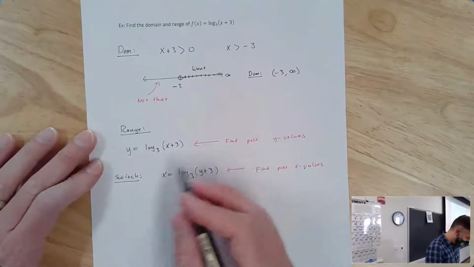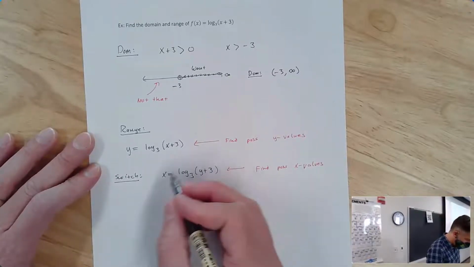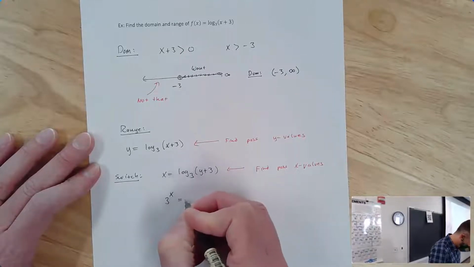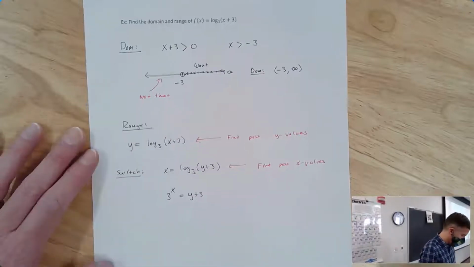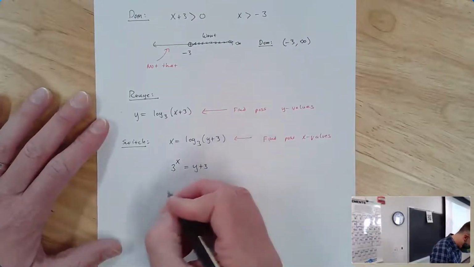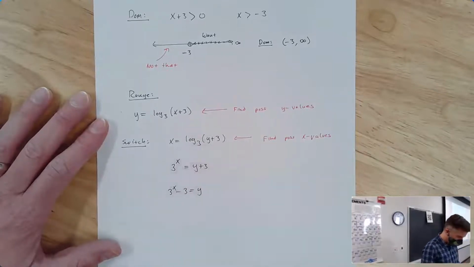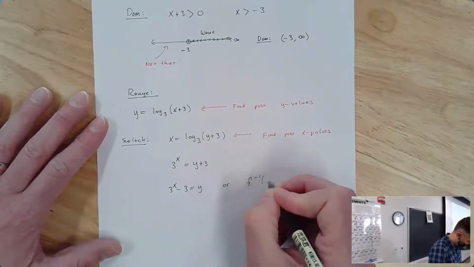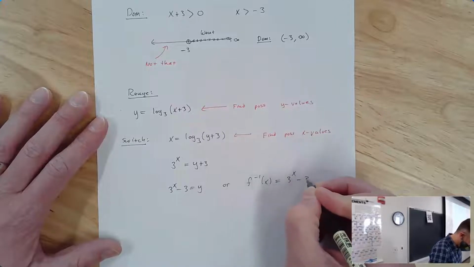All right, let's solve for y. I'm going to rewrite this as 3 to the x equals y plus 3. And then if I subtract 3 from both sides, I get 3 to the x minus 3 is equal to y. Or preferably, f inverse of x is 3 to the x minus 3.